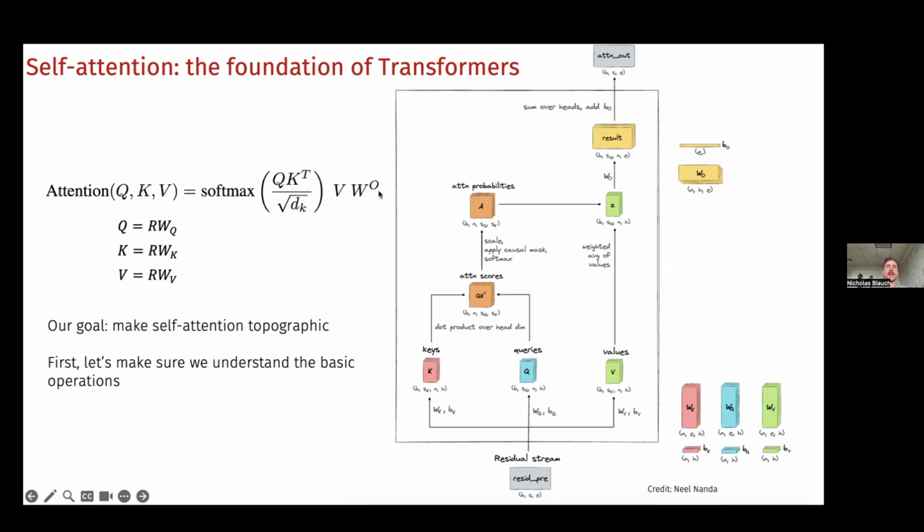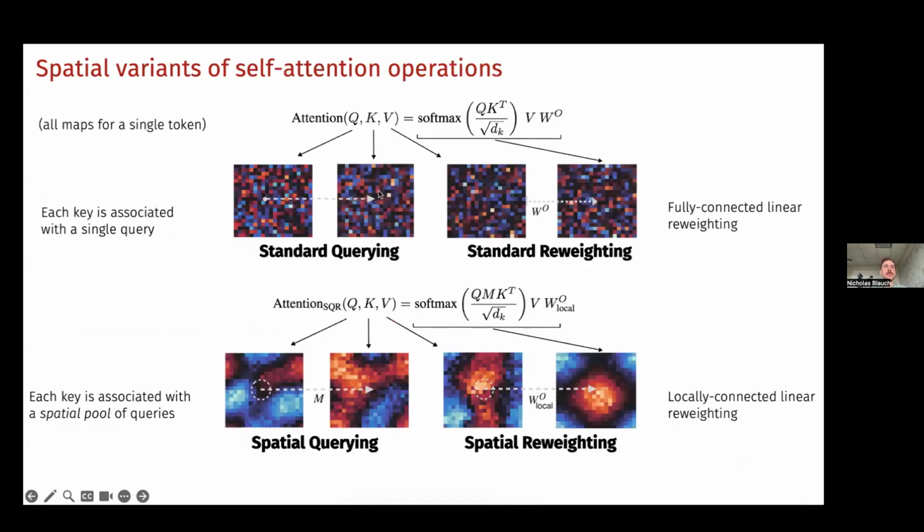So we want to figure out how can we make this topographic? What we did here is, you can see on the top, this is the standard equation. So there's not going to be any topographic organization. This basically maps for a single token here.